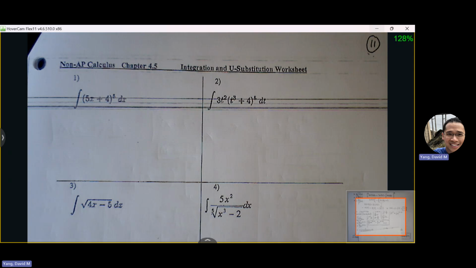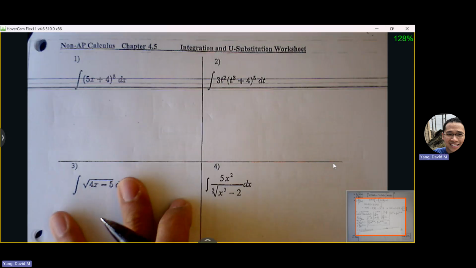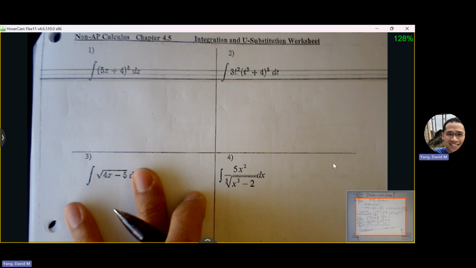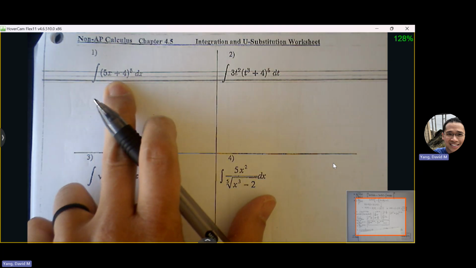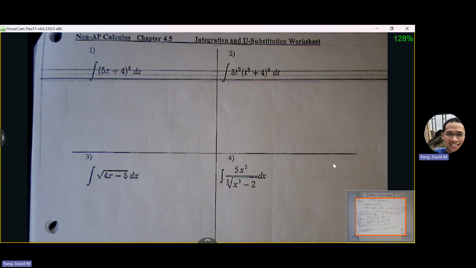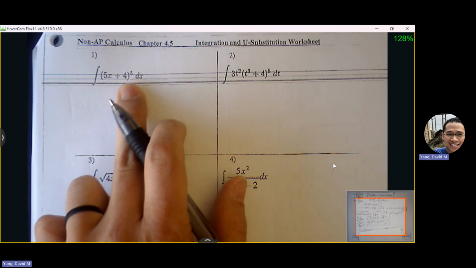Okay, so page 11. Number one, we're asked to find the integral of 5x plus 4 to the fifth. Sorry, 5x plus 4, yeah, to the fifth power.